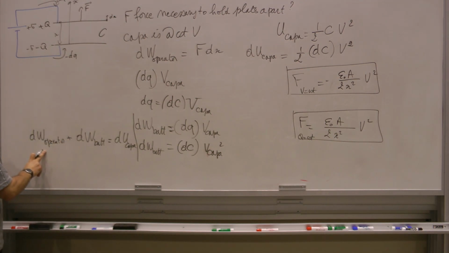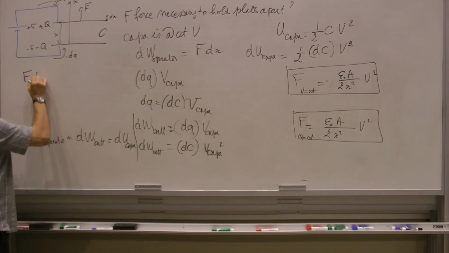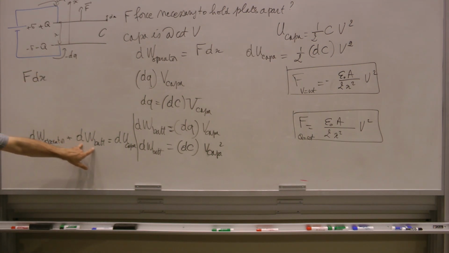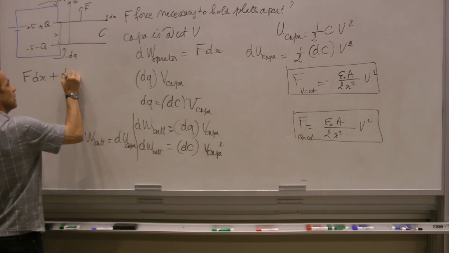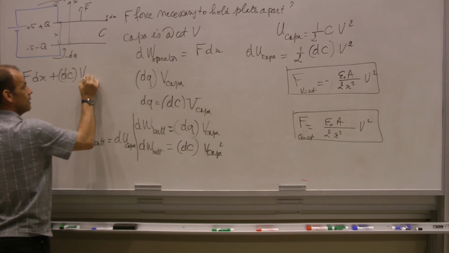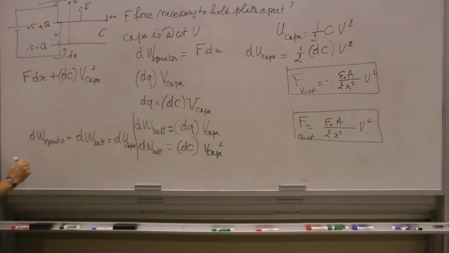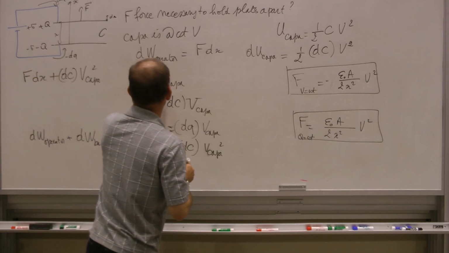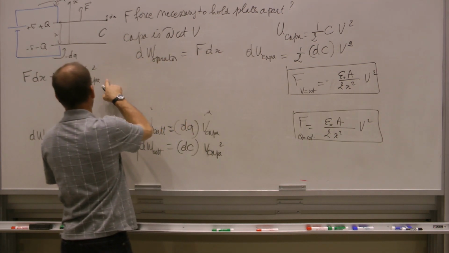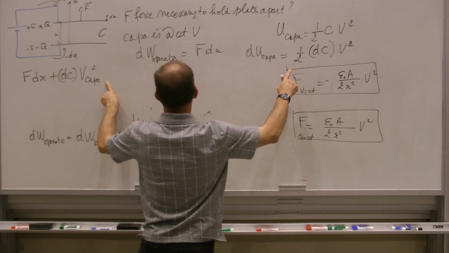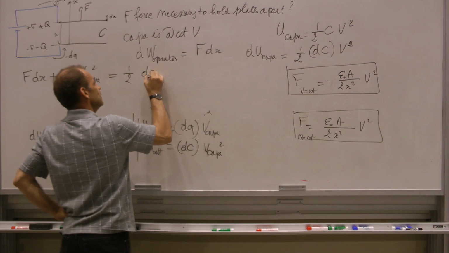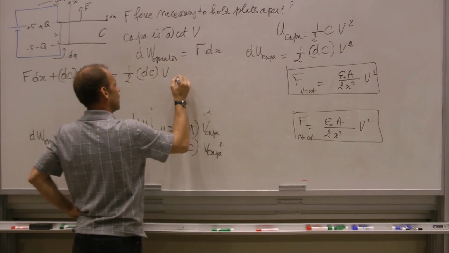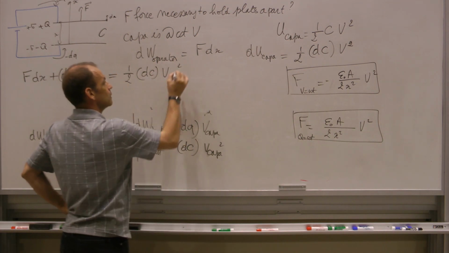What is the dW of the operator? Well, it's still F dx. What is the dW of the battery? Well, we said that was plus dC V kappa squared. That should be equal to the change in the electric potential energy of the capacitor at constant voltage, which is that term, 1/2 of dC V, I'm going to use kappa again since I've used it here, V kappa squared.